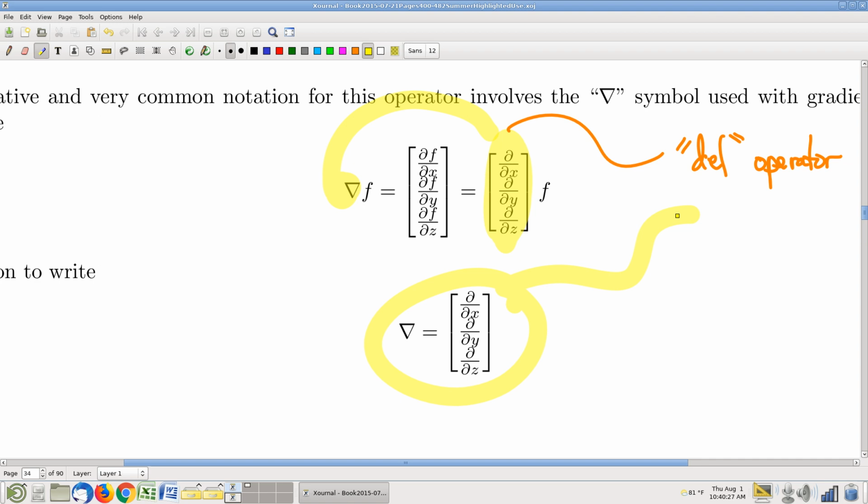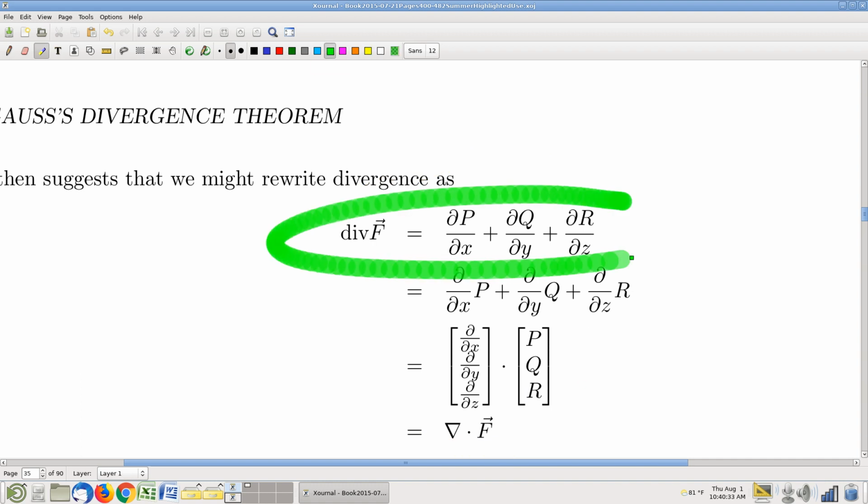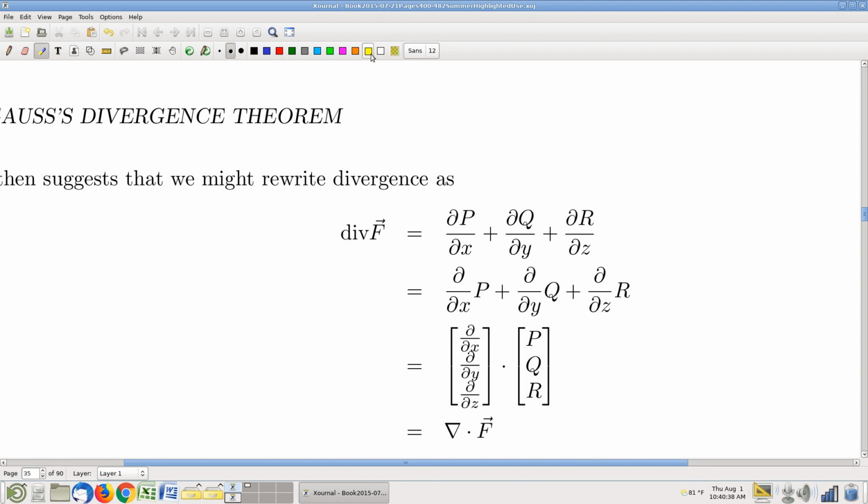So with our new little toy, our del operator, let's look at our formula for divergence. Here it is, divergence from the previous page. And notice in divergence, you can see that del operator right there in the formula. In fact, you can see that it's almost like we're doing a dot product with the vector field.